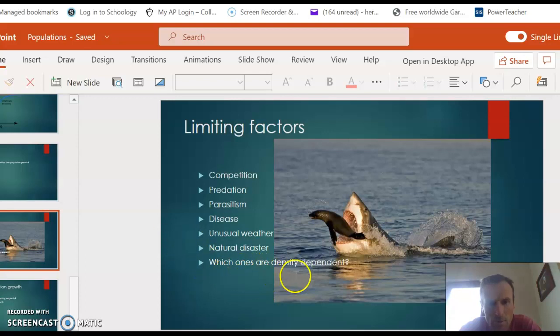And then we can say, well, which one of these are density dependent or density independent? What that refers to is, does the number of organisms affect their susceptibility to the limiting factors? So for example, with disease we would say is a density dependent factor. The higher the population density, the more likely disease would come in and wreak havoc on the ecosystem. Density independent would be something more like unusual weather or disaster, maybe a chance event that may or may not hit the population and doesn't really have to do so much with the density of the population.